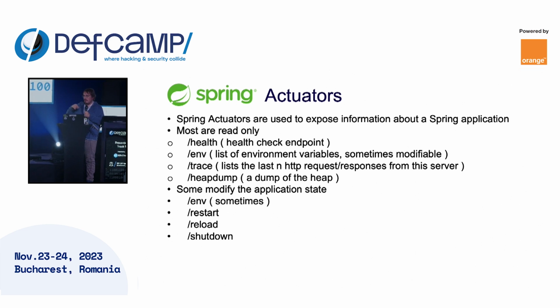Trace isn't great to have deployed anywhere else, but on localhost it's not too bad because it just returns a list of HTTP requests. Heap dump does what it says. It dumps the memory to a file and downloads it to the browser. But again, as you can't see that from a simple request, it's not that useful. But there are a few that do change the application state. The environment does sometimes. It depends on how it's configured, not by default. Restart, reload, and shutdown all do.